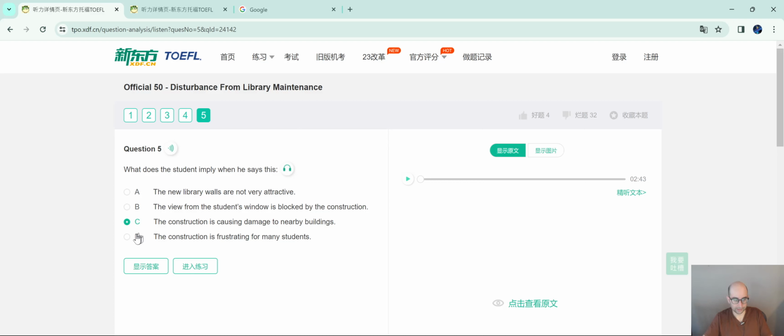No. Choice D, the construction is frustrating. That's the key word there, guys. Frustrating for many students. So, they hear this noise, they have pollution coming through the window. So it's really bothering them. It's really disturbing them. And that's what he means by it's not a pretty picture. So yeah, choice D would be the right answer here. So let's take a look at another one.